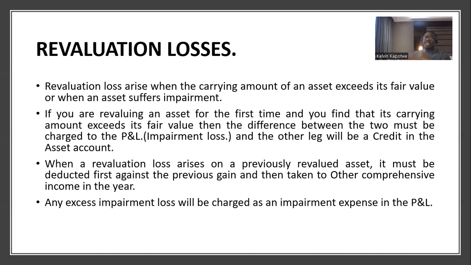Then we are saying any excess impairment loss will be charged as an impairment expense in the P&L. So in the event that at the second revaluation, the revaluation loss exceeds the revaluation gain that was in the revaluation surplus, you are going to create an excess loss. So that excess impairment loss should now be charged to the P&L.